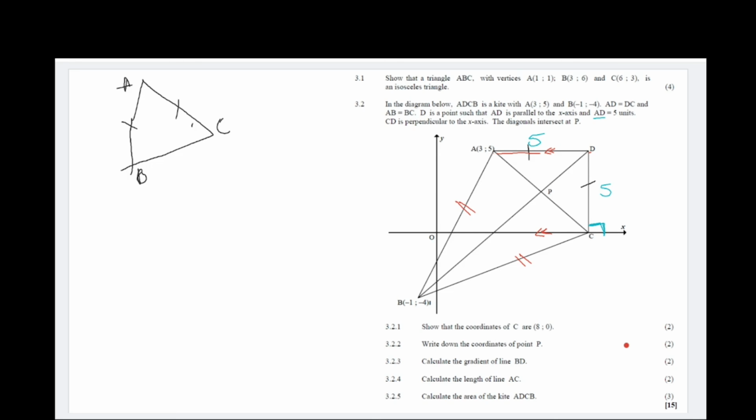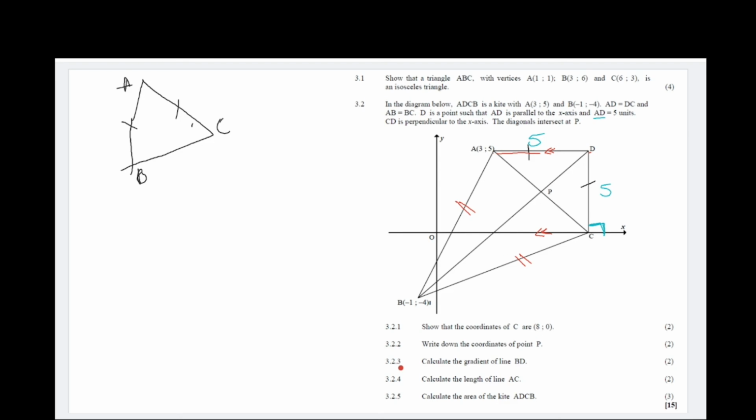So if this was 10, then this will also be 10. And then the first question says, well, this one is not asking you to calculate a distance. It says show that C is (8, 0). So by looking here, you can see they said C is on the x-axis. So the y value of this coordinate is 0. Y is equal to 0 already. You already know that. But then how are you going to find the x coordinate now? How are you going to show that this x value here is C? How are you going to show that?